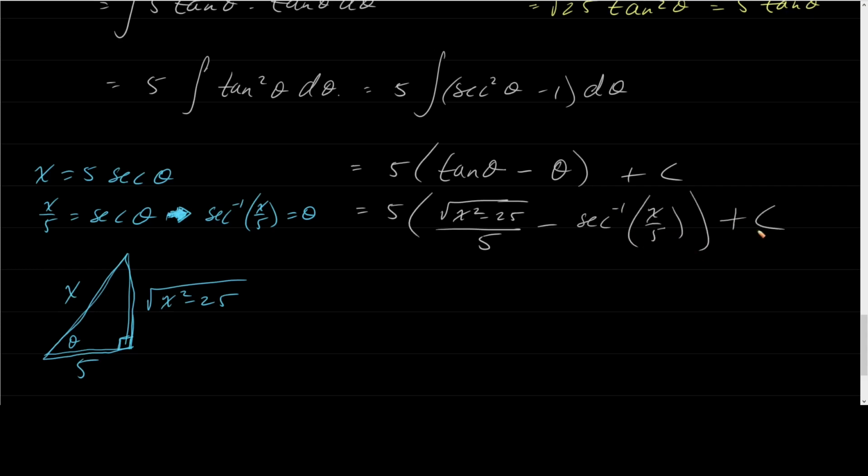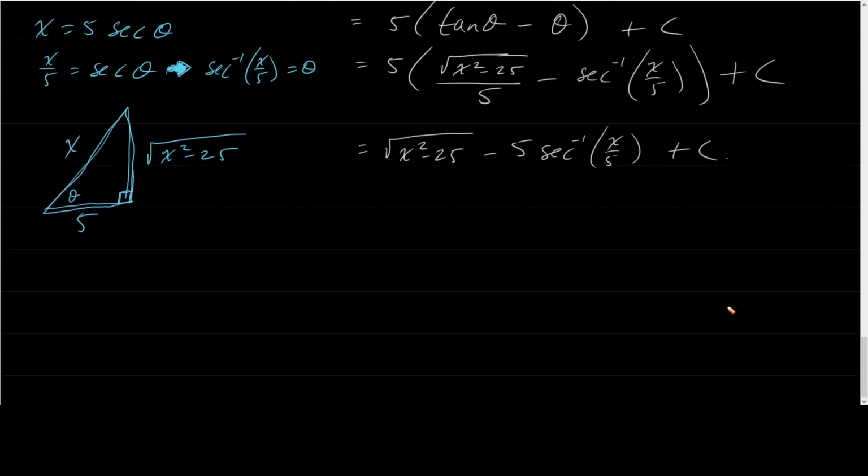And we have all of that plus c, right? If I distribute this 5 now, what I really have as my final answer is radical x squared minus 25 minus 5 secant inverse of x over 5. All right? So it's pretty important to remember how to build these triangles. Let's do another example.